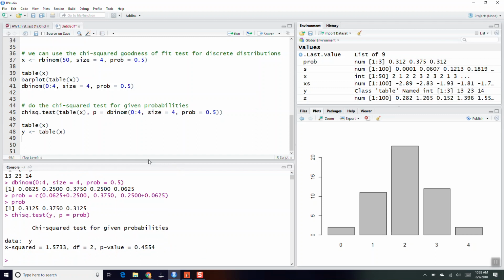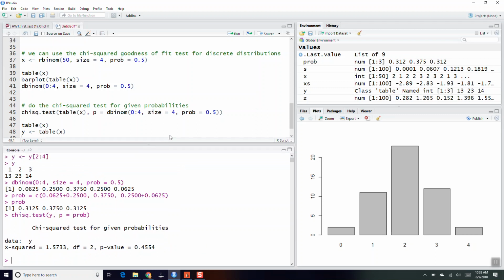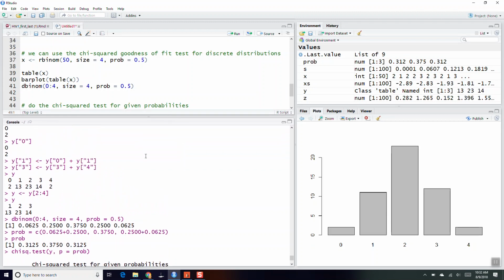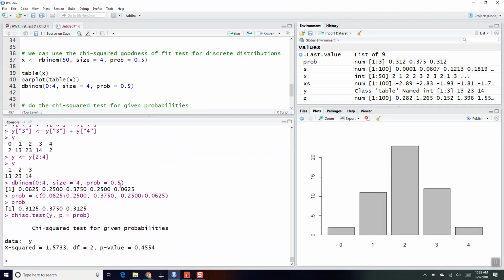Again, the issue here is if one of the categories has too small of a probability, then after a certain number of trials you're getting an expected count that's smaller than 5. In those cases, you have to collapse the categories and you have to collapse the corresponding probabilities as well.